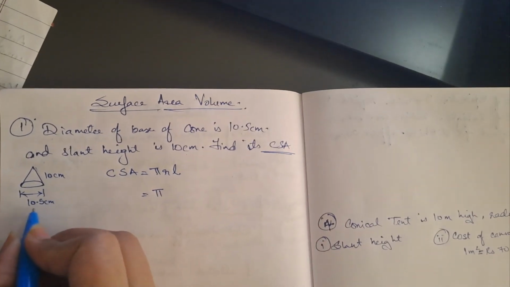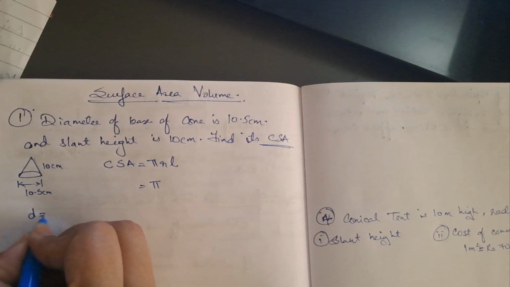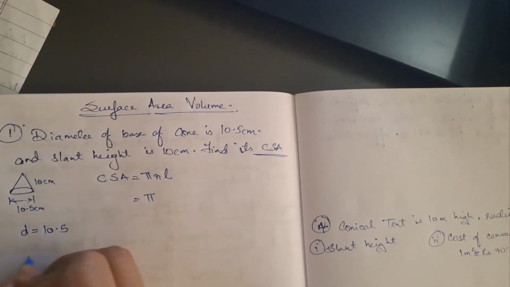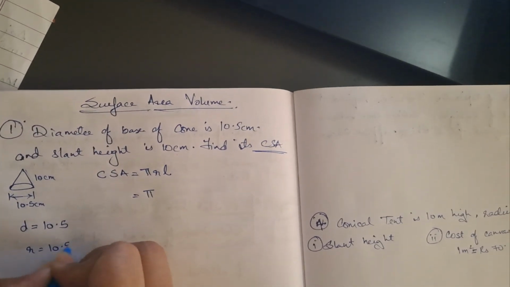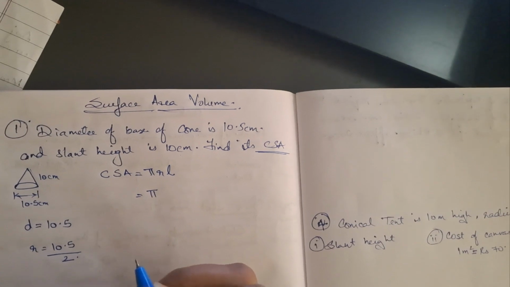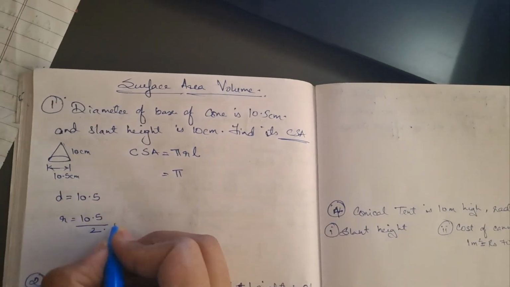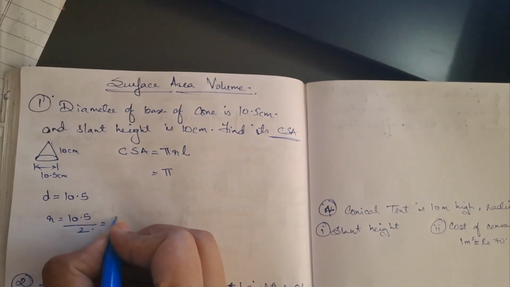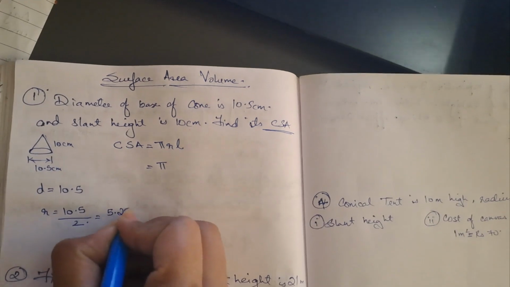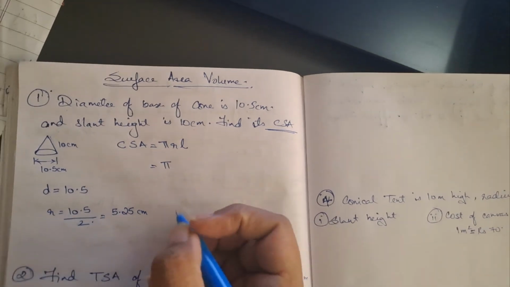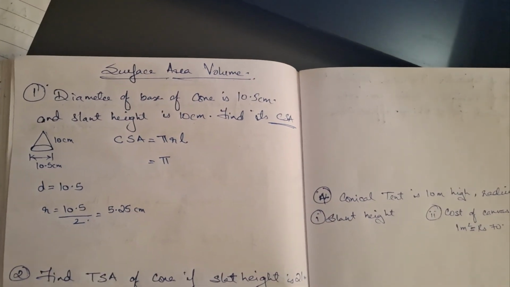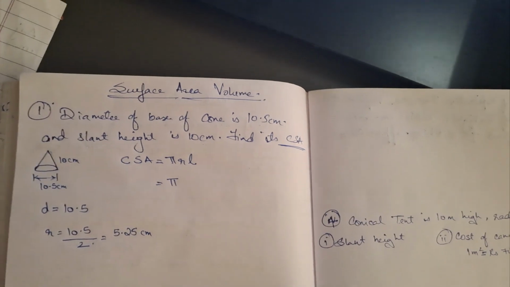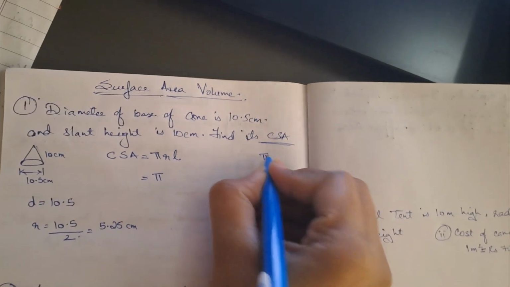Now what is R? I have the diameter given to me, which is 10.5. So the R value will be 10.5 by 2. Half of 10.5 is 5.25, so 5.25 centimeters is the radius. Now, the pi value is given to me as 22 by 7 in the question.